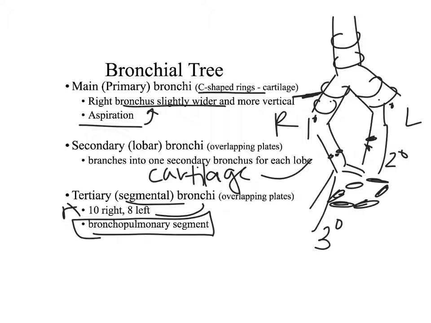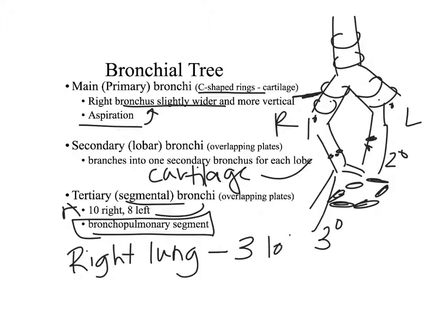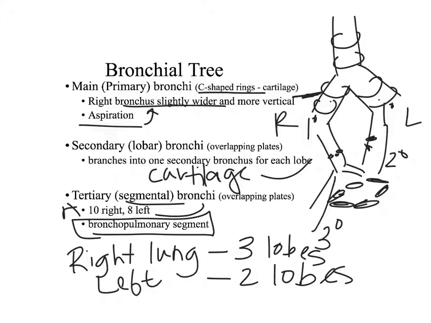So the right lung has 3 lobes, and the left lung has 2 lobes. And it's because of the location of the heart.